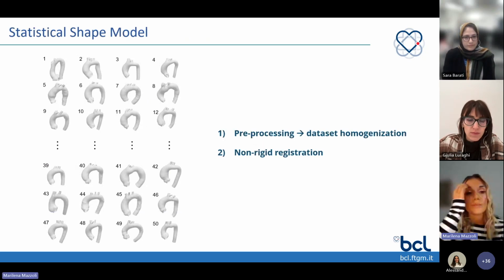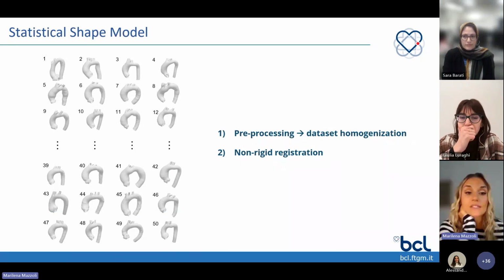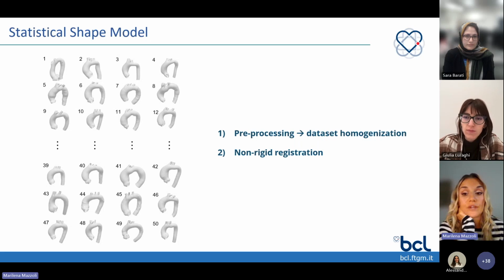When we approached the statistical shape model for the first time, we started with a dataset of 50 thoracic aortas from CT scans that were automatically segmented through a neural network. The shapes of the aortas differ greatly from each other because they included both healthy and aneurysmatic patients, with also different geometric types of aortic arch.